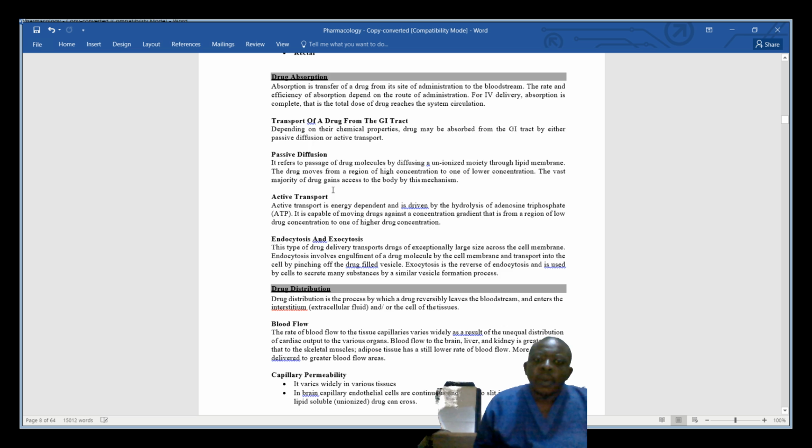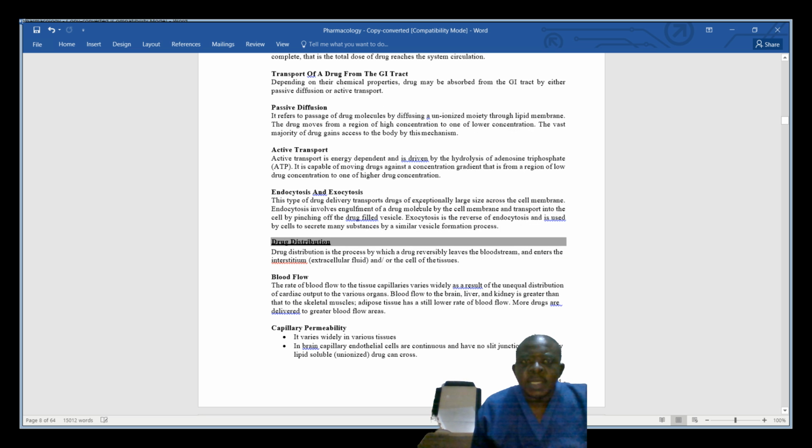Then when you talk of active transport, we are looking at the movement of the drug against a concentration gradient. That is from a region of low drug concentration to that of higher, which is the opposite of passive transport, because that one is from higher concentration to lower. In active transport, it is from low to higher concentration.